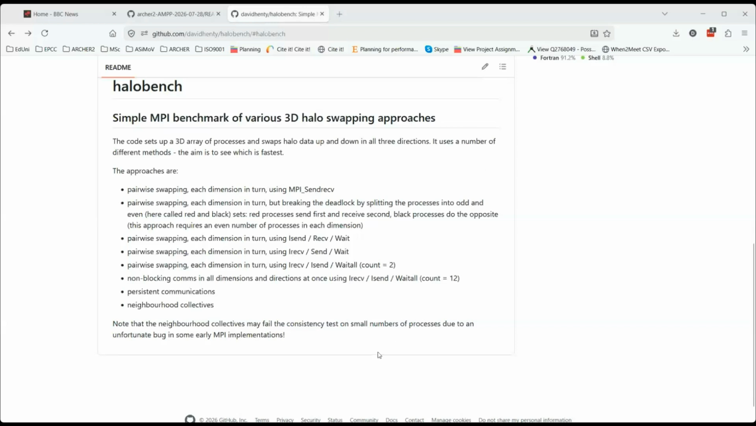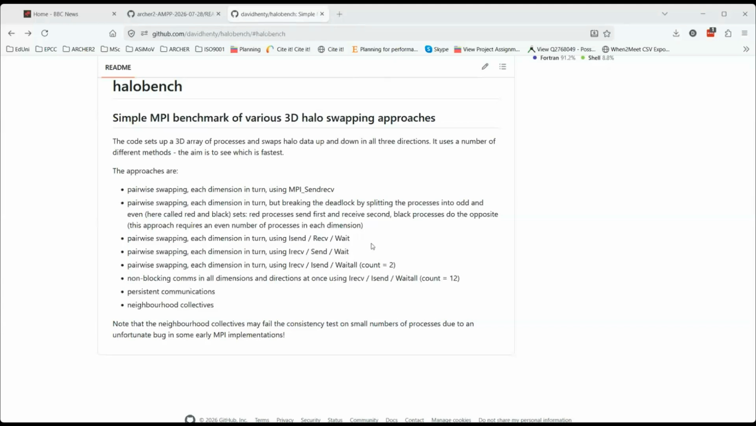But my assumption is that this will probably be the most efficient of these halo swapping approaches by a reasonable margin. So you should be able to download and run the benchmark. I think I've automated it all.